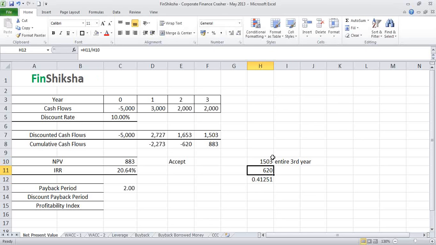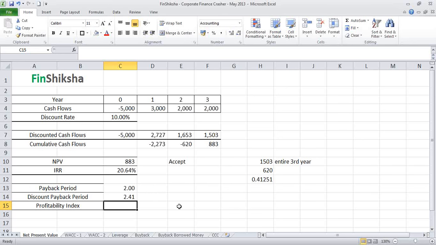Remember, these are all discounted to present value, so it doesn't matter. We can directly take a linear interpolation. This is in present value terms, correct? So discounted payback period in this case would become 2 plus 0.41, which is 2.41 years. That's the concept of discounted payback period. Obviously, because you're using present value of the terms, the cash flows will come at a later point of time because the value of each subsequent cash flow will become smaller. Fine. So that's the discounted payback period.